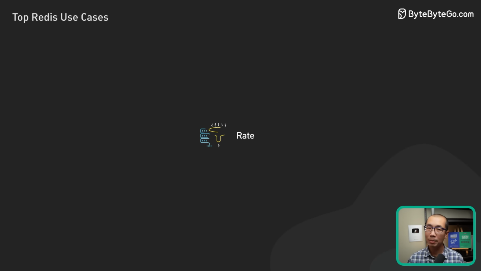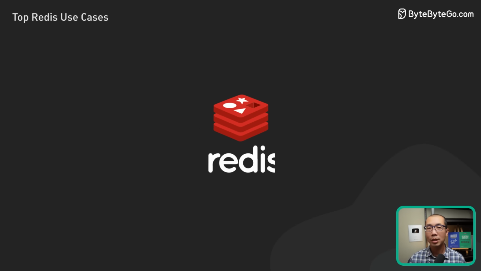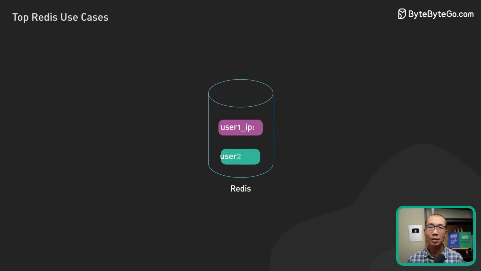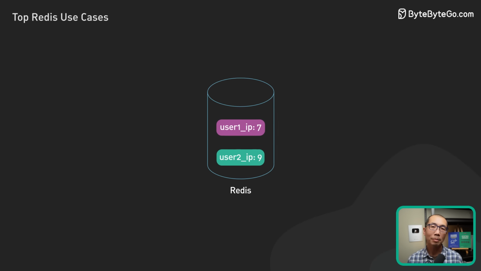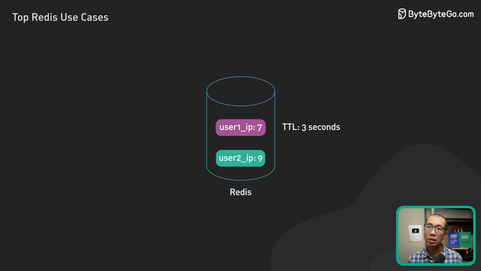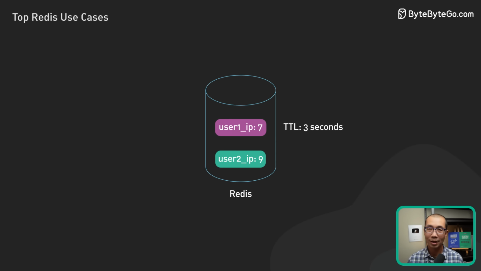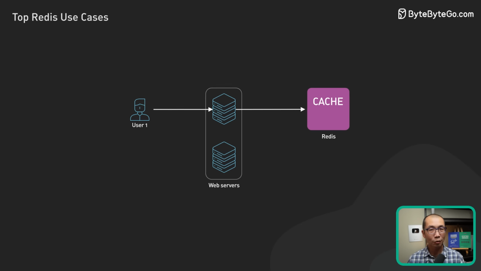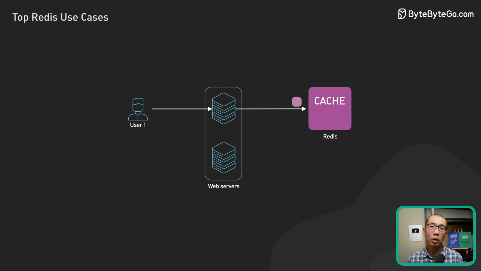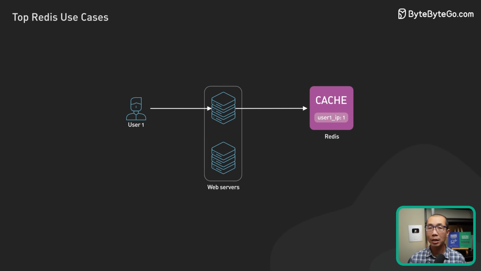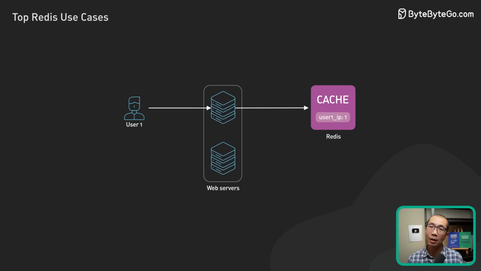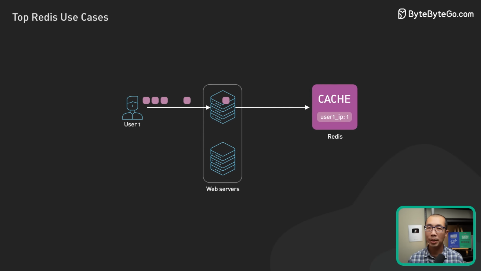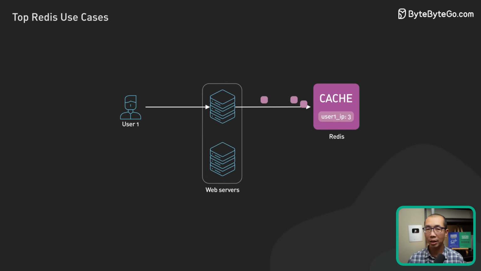Next up is rate limiter. Redis can be used as a rate limiter by using its increment command on some counters and setting expiration times on those counters. A very basic rate limiting algorithm works this way. For each incoming request, the request IP or user ID is used as a key. The number of requests for the key is incremented using the increment command in Redis.